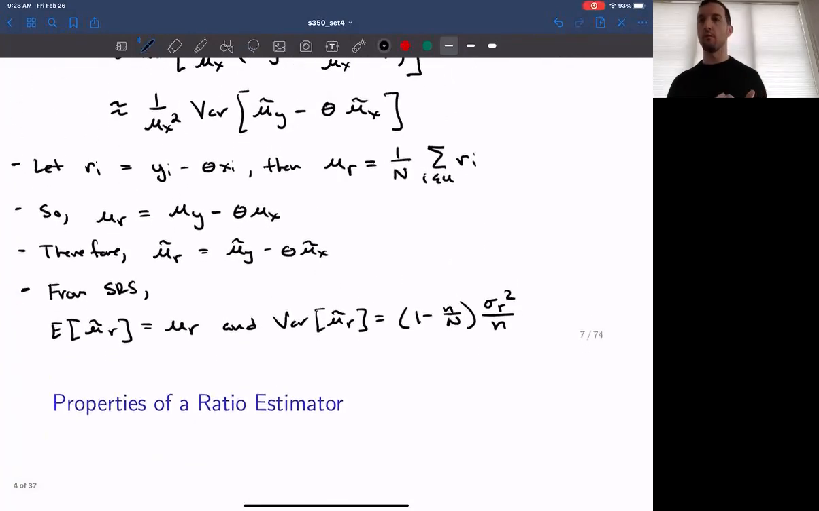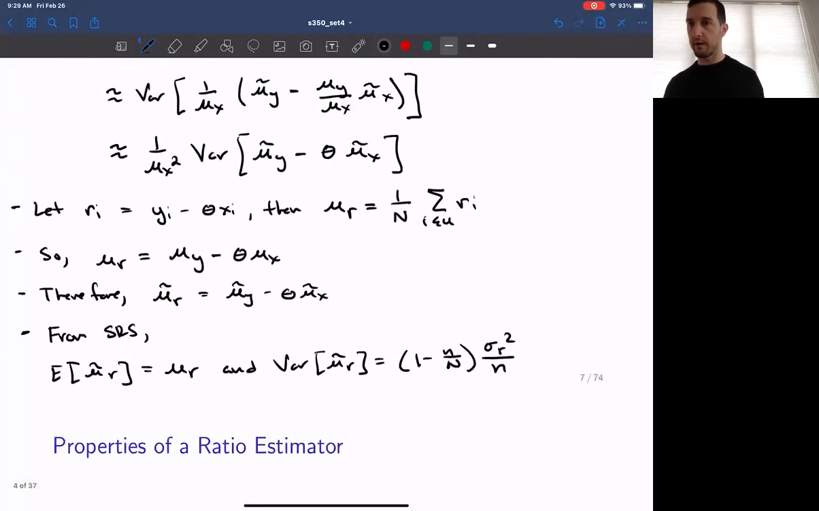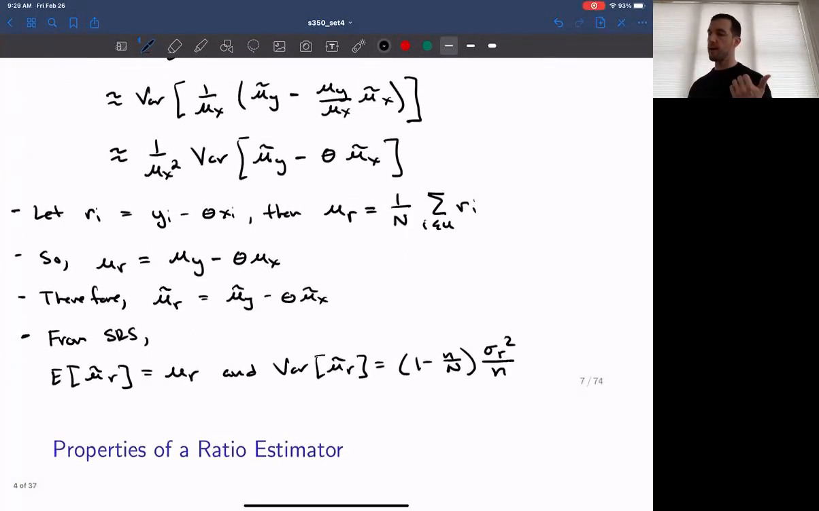Okay. So we derived an approximation for the variance. That was the first part. So we have this term 1 over mu x squared times the variance of mu y tilde minus theta mu x tilde. Okay, so how do we work with this mu tilde y minus theta times mu tilde x? We introduce a term that we're calling ri, which represents the difference between yi and the ratio times xi. So it follows that the mean of these ri terms is essentially just the mean like any other term. So it's the sum of all of the ri's divided by N in the population.